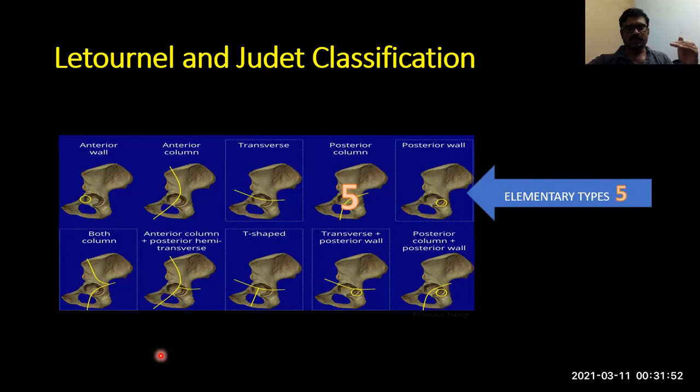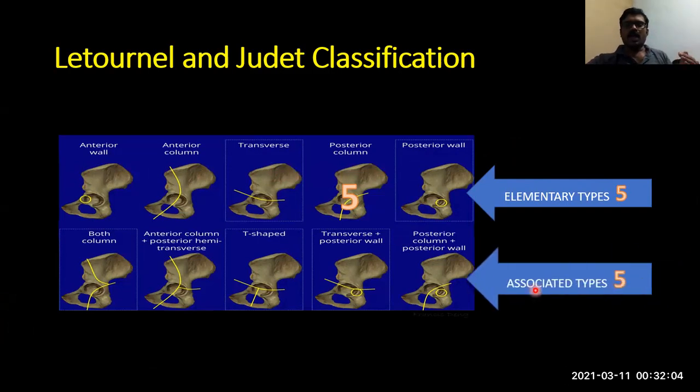The first 5 types are the elementary type. They are the anterior wall fracture, the anterior column fracture, the posterior wall fracture, the posterior column fracture, and the transverse fracture. And there are 5 associated types of fracture, which are the both column fracture, an anterior column with a posterior hemitransverse, T-shaped fracture, a transverse fracture with posterior wall, and a posterior column with posterior wall.